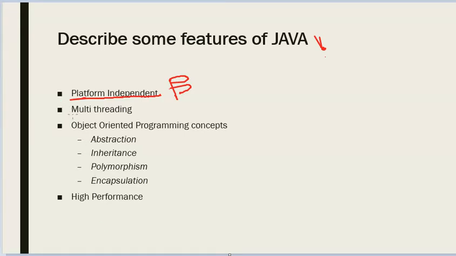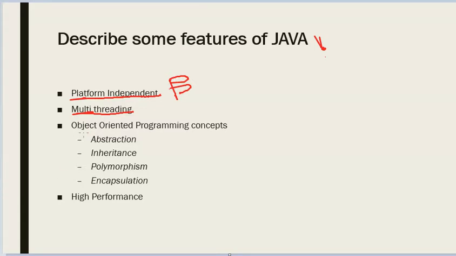Another important feature is that it's multi-threaded. So it means that many threads or many processes can run concurrently, at the same time in Java. And of course, this makes our application more fast and more interactive. And so this is also one of the very important features.